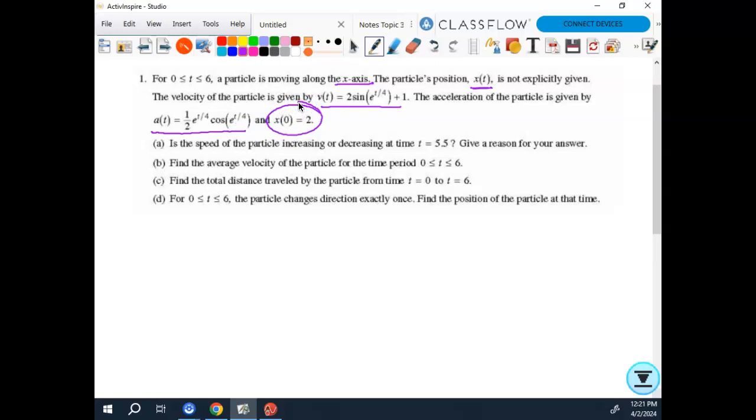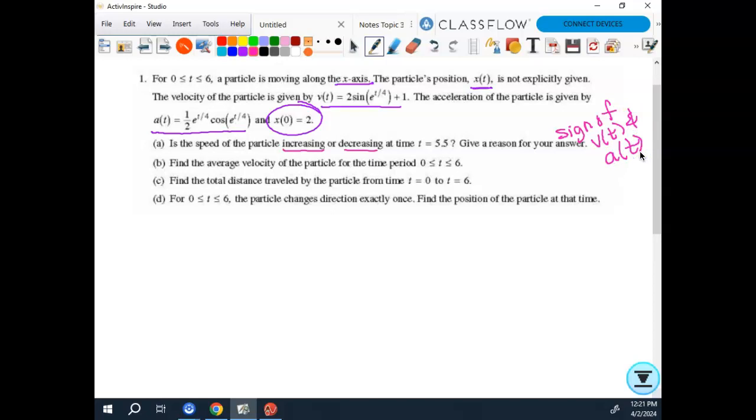If they give me something, I'm probably going to need it at some point. So then it says, is the speed of the particle increasing or decreasing? If I'm looking for the speed of the particle, what do I need to know? How do you know if it's speeding up or if it's increasing or decreasing the speed? Acceleration and what? Velocity. So I need to find the sign of both, right? So that means for this, I need the sign of v of t and a of t. That's what I have to find.